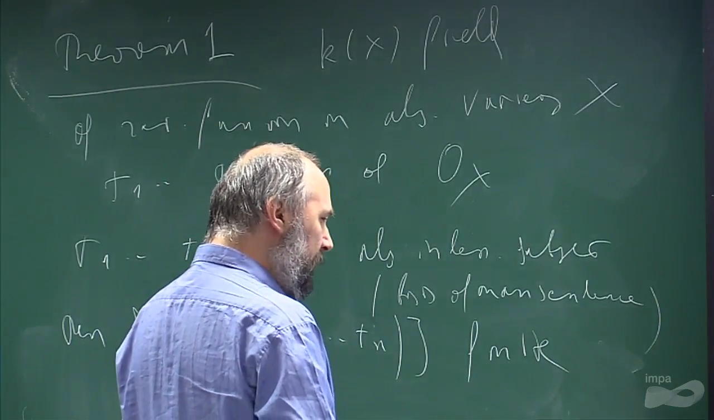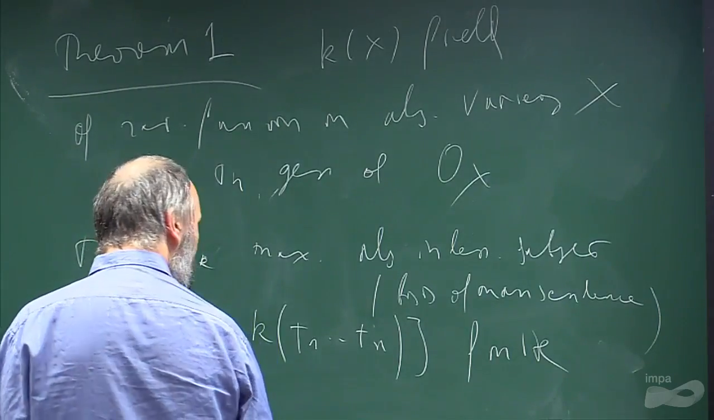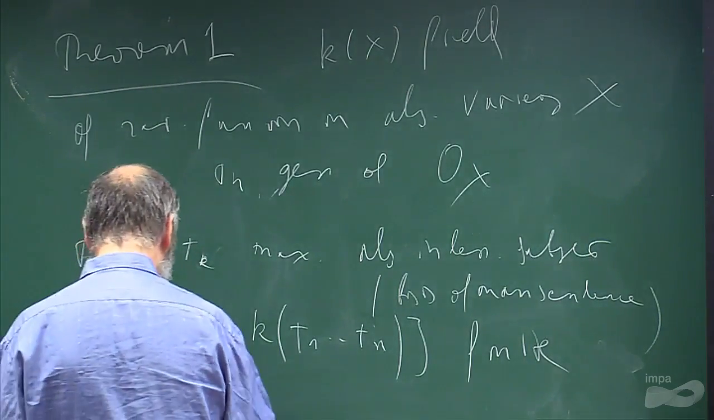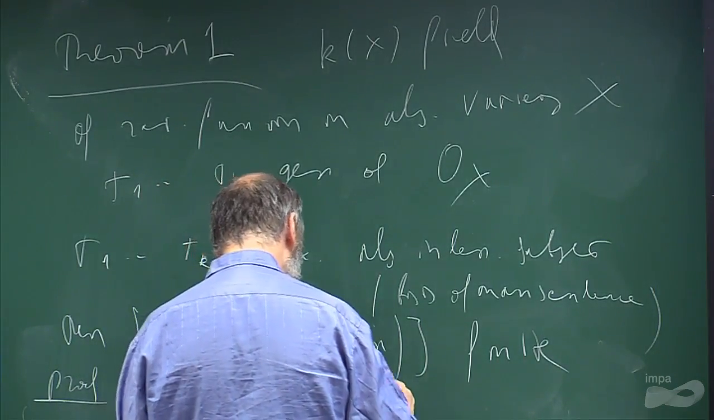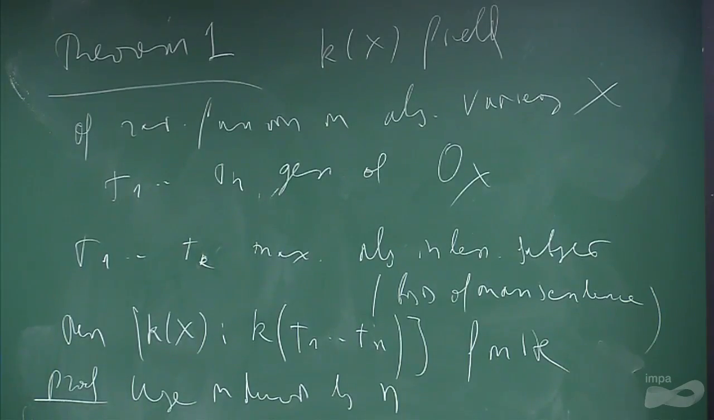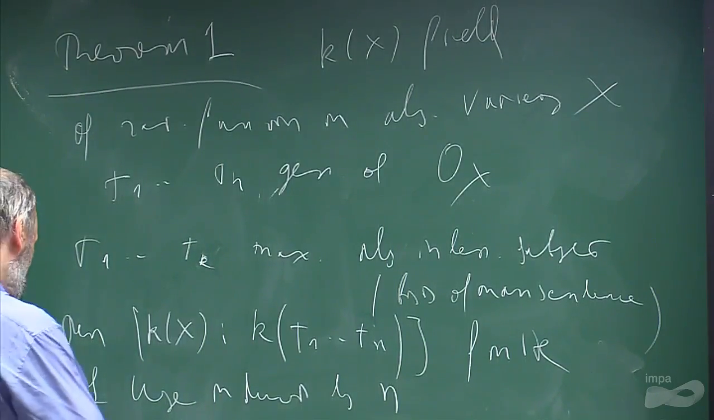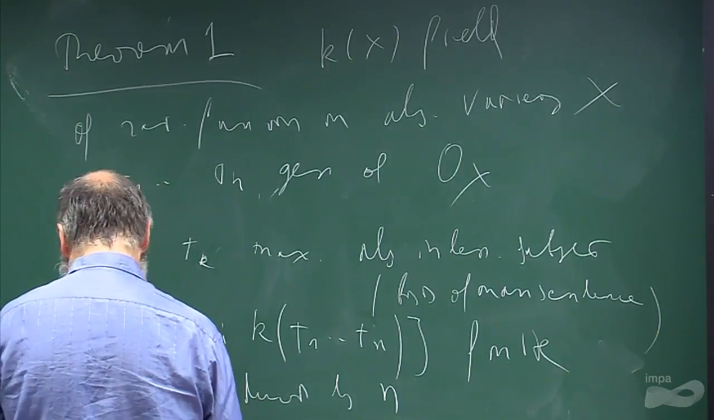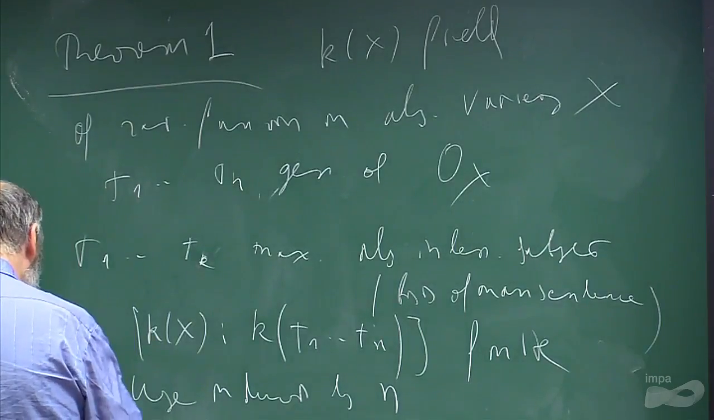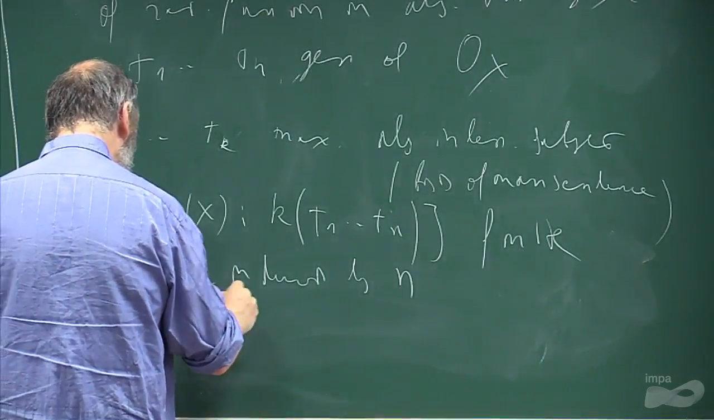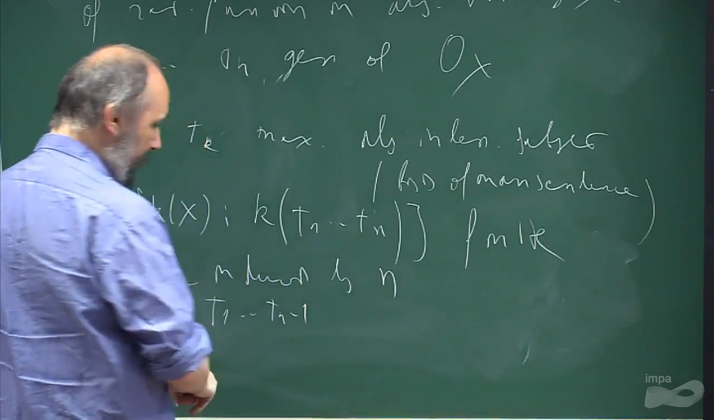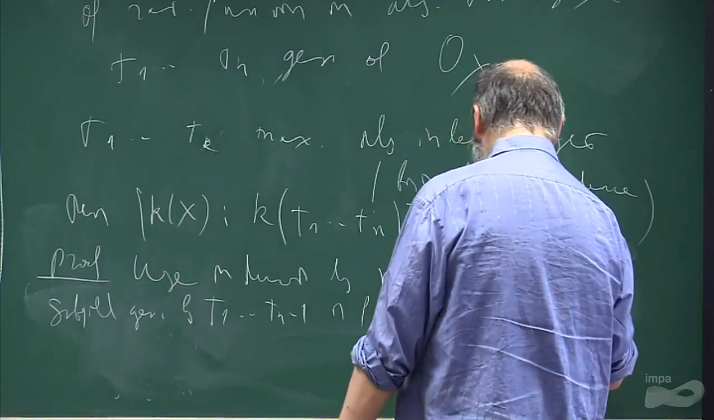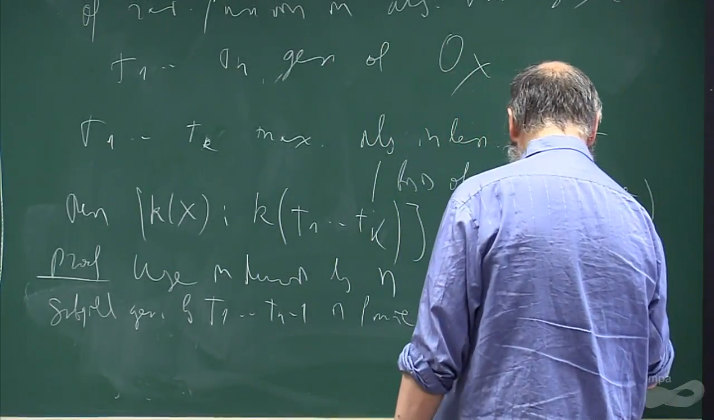So we have, let's use induction by n. By induction, I can already assume that k of x intersected with the subfield generated by t1 dot tn minus 1 is already finite over this k of t1 dot tk.